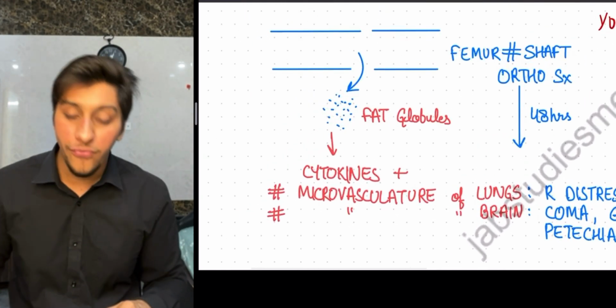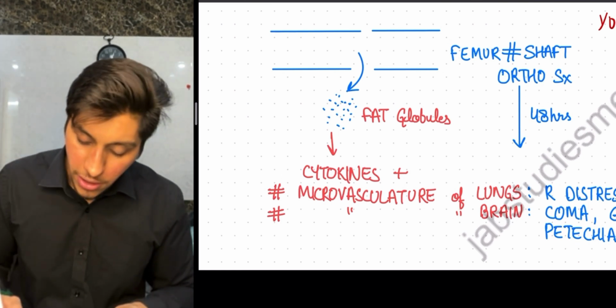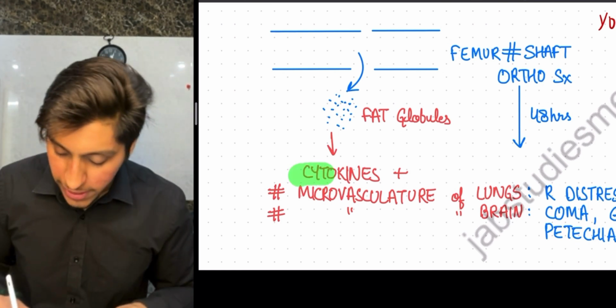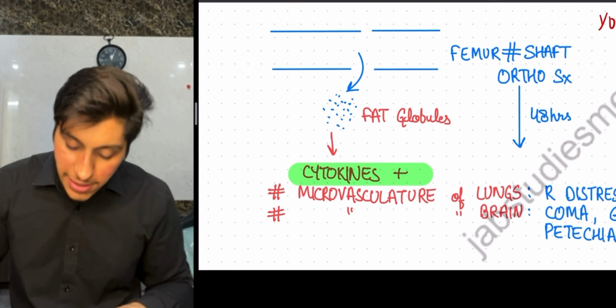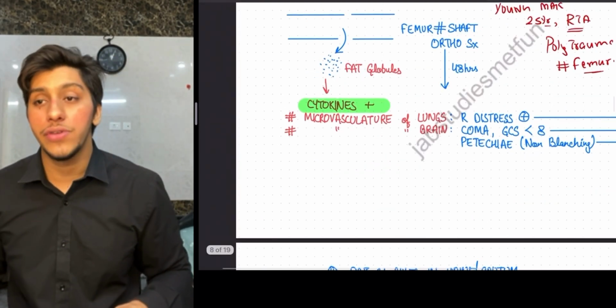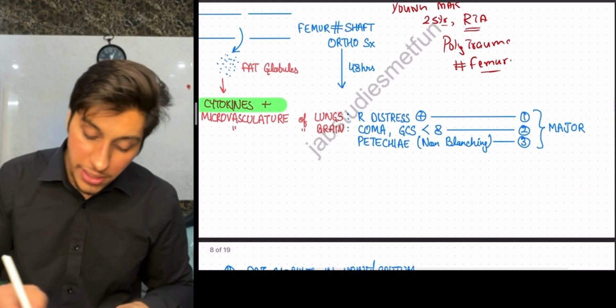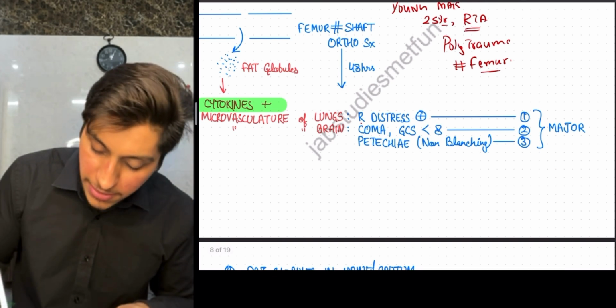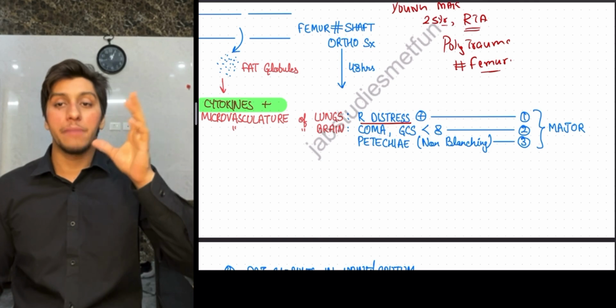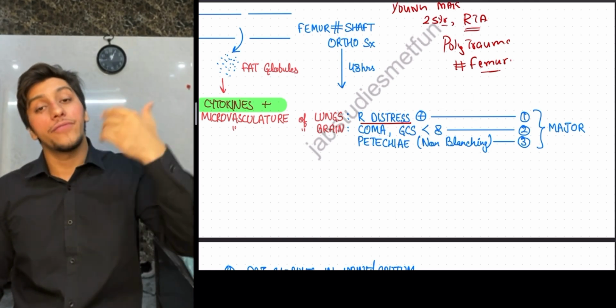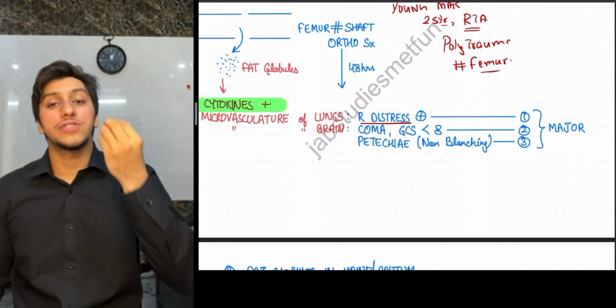Now guys, what these fat globules do is, they go and activate the cytokines. Now these cytokines are the ones causing problems in our body. These cytokines go to the microvascular structure of the lung, and thereby start producing respiratory distress. Then these cytokines go and further damage the brain and then cause features of coma.